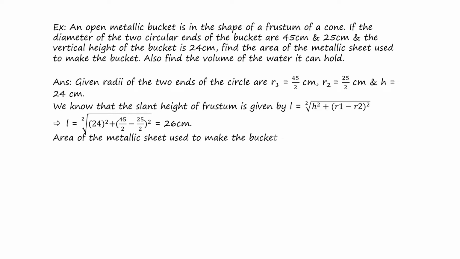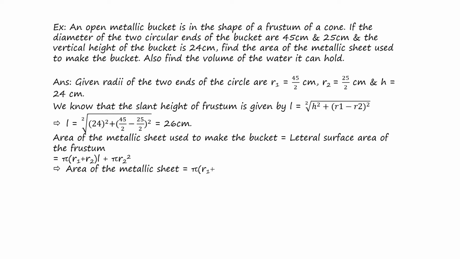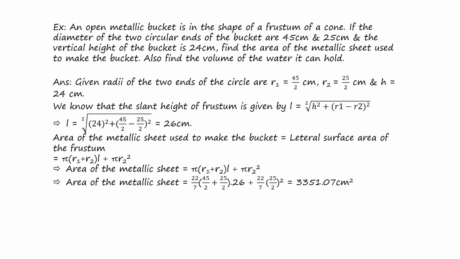Now the area of the metallic sheet used to make the bucket equals the lateral surface area of the frustum plus the bottom area, which is pi into (R1 plus R2) into L plus pi R2 square. Putting the values of R1, R2 and L, we get 22 by 7 into (45 by 2 plus 25 by 2) into 26 plus 22 by 7 into (25 by 2) whole square, which is 3,351.07 centimeter square.